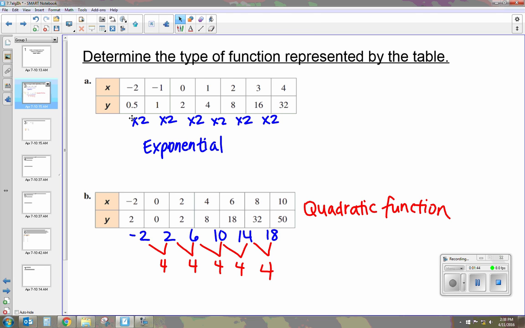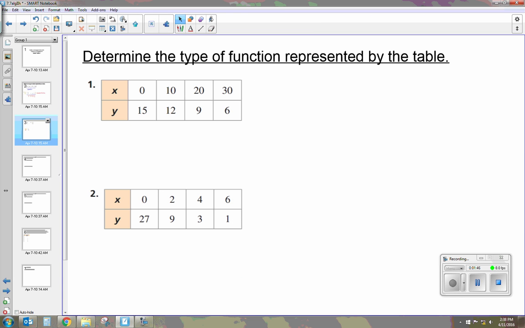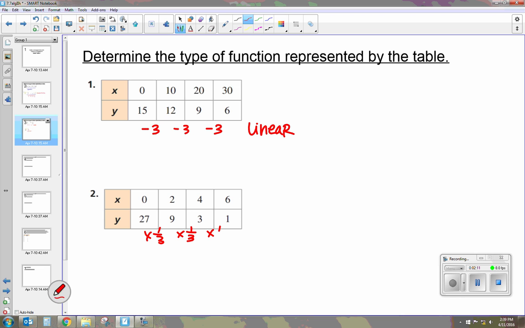All right, let's look at another example. Same thing, let's look at these. I usually look to see if it can be multiplied or divided by the same number. These cannot. They all can be subtracted by 3. Since all the differences are the same on the first finite differences level, this is a linear function. If we look at this next one, everything can either be divided by 3 or multiplied by 1/3. If that's the case, that is exponential.